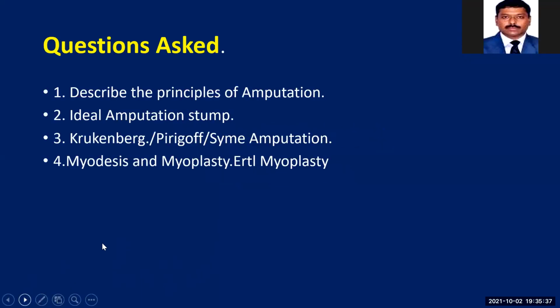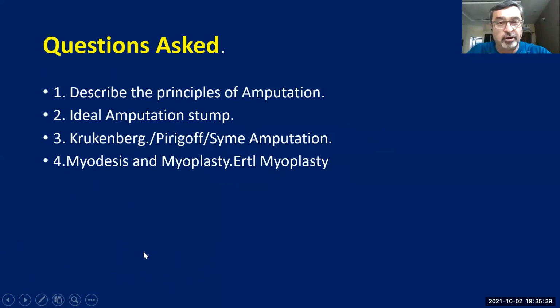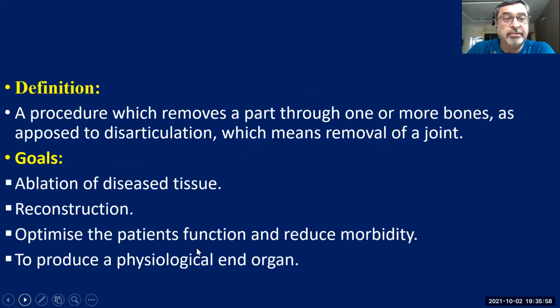Amputation was the first topic because it starts with A, so I thought we'll give it as the first topic. Commonly asked questions are: describe the principles of amputation, describe what is an ideal amputation stump, named amputations like Krukenberg, Pirogov, Symes. Recently, there was a question on Ertl myoplasty. So, we'll be discussing all this in the subsequent slides.